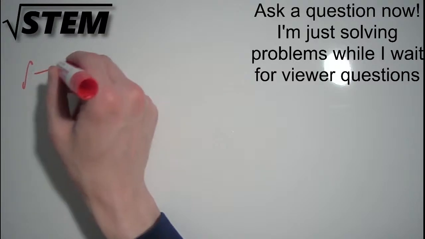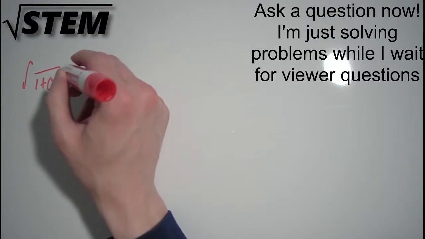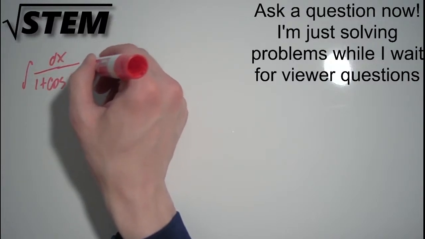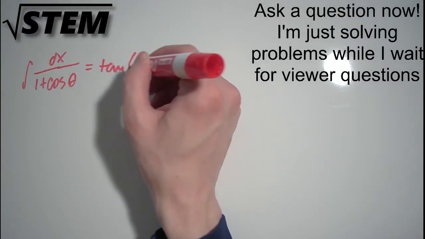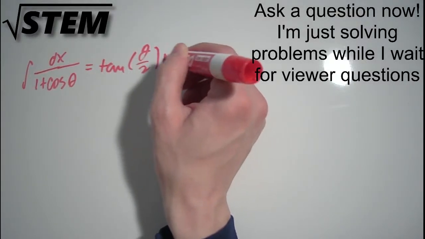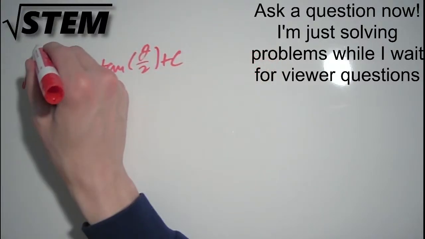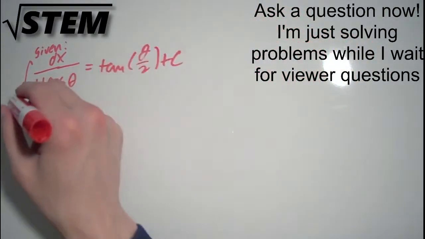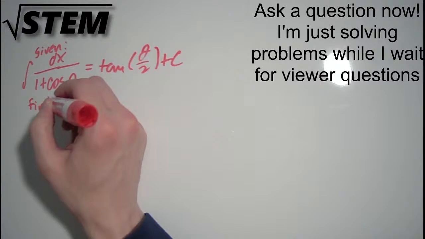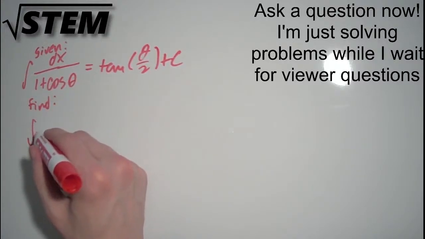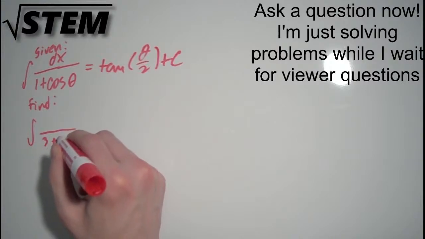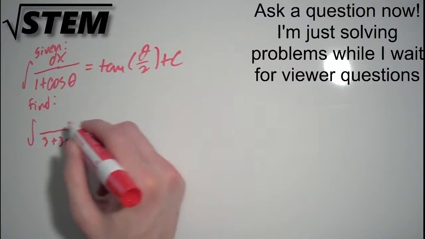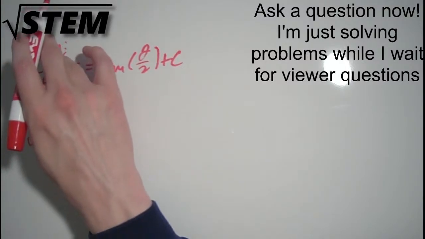We have the integral of 1 over 1 plus cosine theta dx equals tangent of theta over 2 plus c. So this is given. Then we want to find the integral of 1 over 3 plus 3 cosine of theta over 4 d theta on top. Oh, I wrote a dx there.